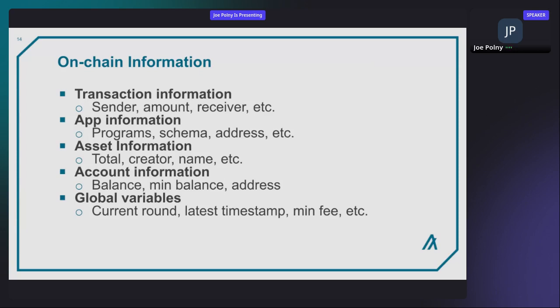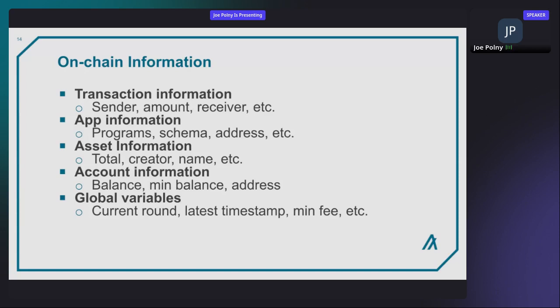And then finally, we have global variables. And these are essentially variables about the blockchain itself. So you can get things like the current round, what the latest timestamp was, what the minimum fee is, and stuff like that. So this is basically just a way to get information about the blockchain as a whole globally when executing a smart contract.